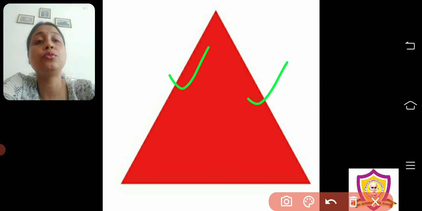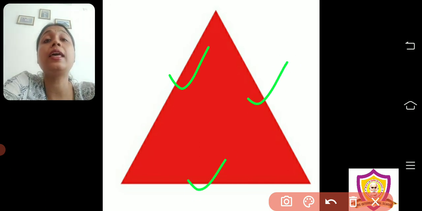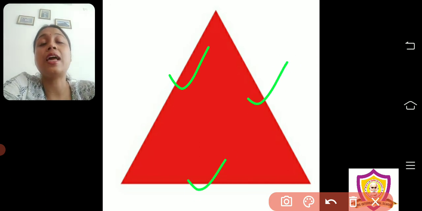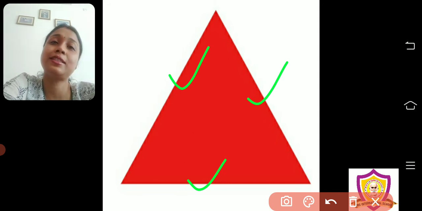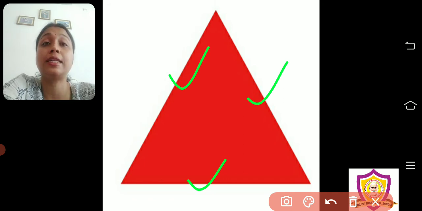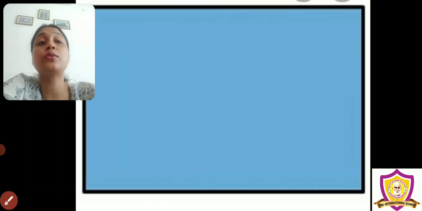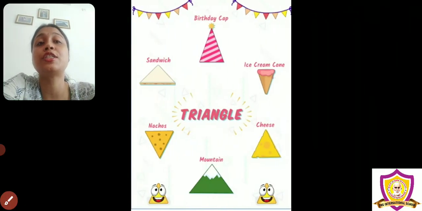1, 2, 3. Yes. Triangle has three sides. Triangle is the only shape that has three sides. There is no other shape that has three sides. Only triangle has three sides. Now let's check which objects we have in triangle shape.